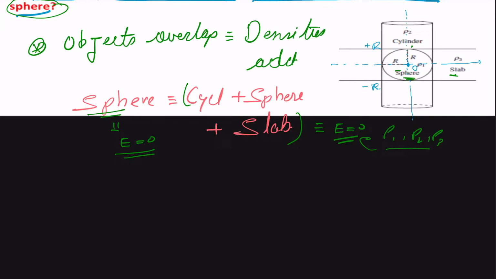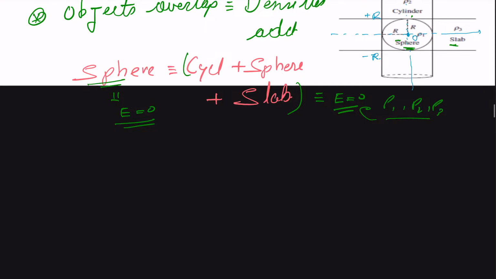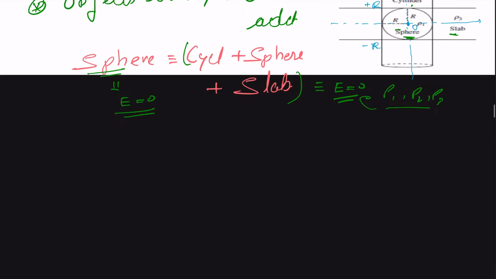Let us start with our uniform charge sphere. One by one we are going to take all the three objects independently, and then we are going to use superposition. So we start with the electric field inside a uniformly charged sphere.